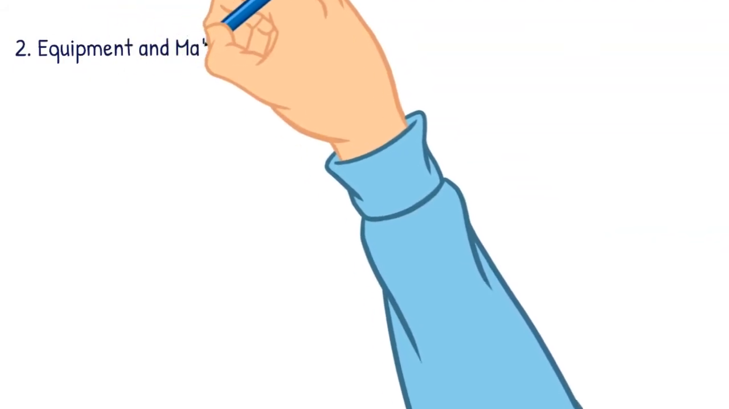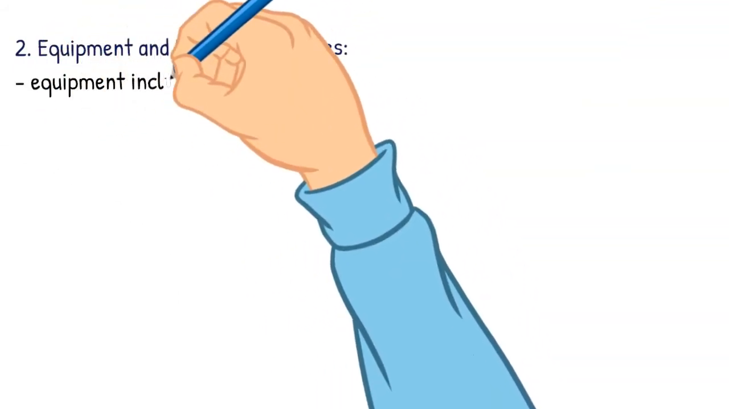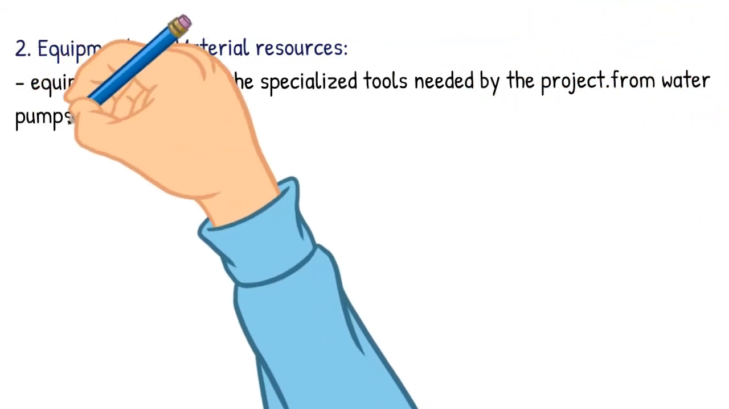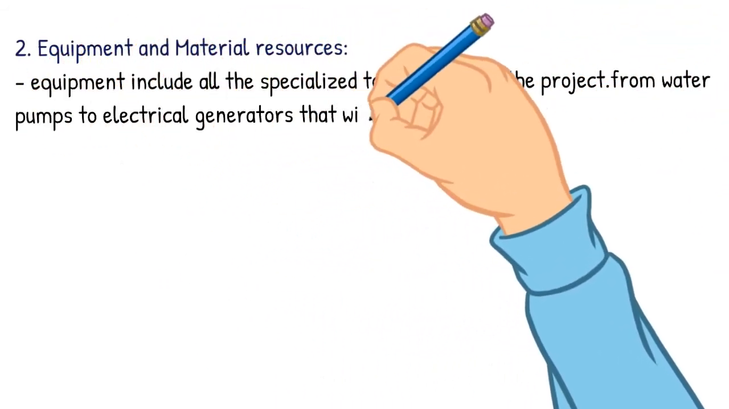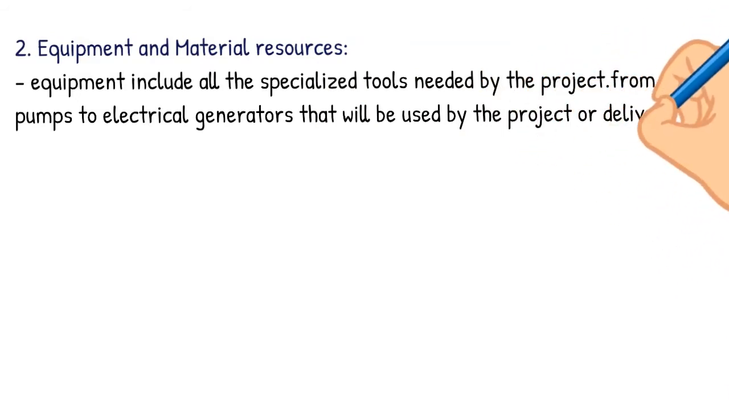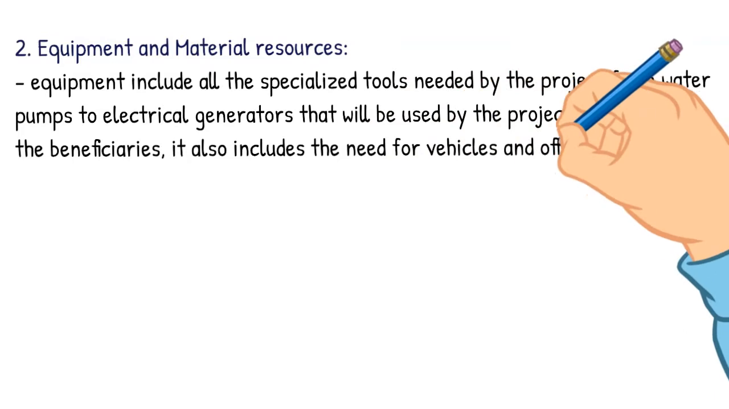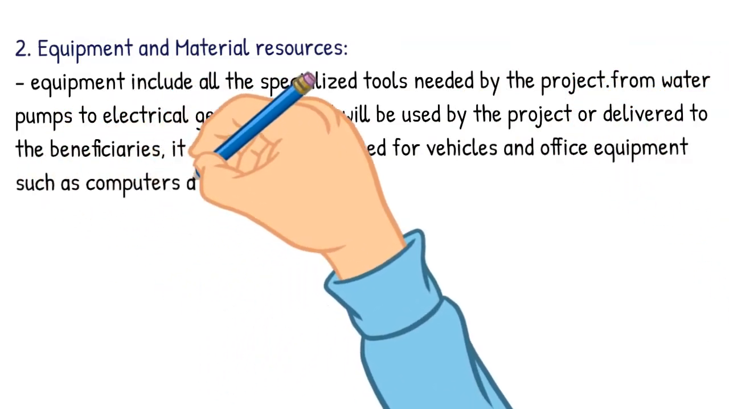2. Equipment and material resources. Equipment includes all the specialized tools needed by the project, from water pumps to electrical generators that will be used by the project or delivered to the beneficiaries. It also includes the need for vehicles and office equipment such as computers and printers.